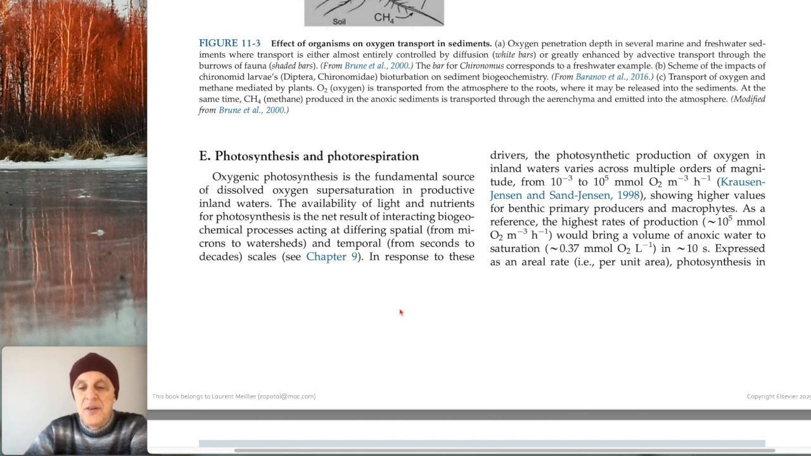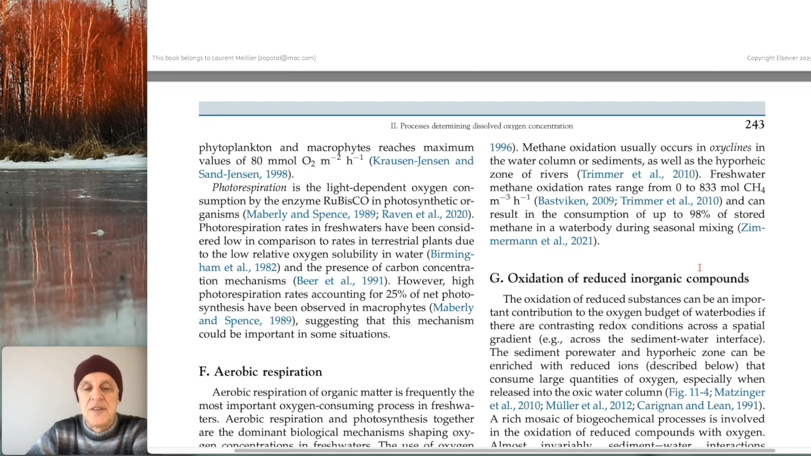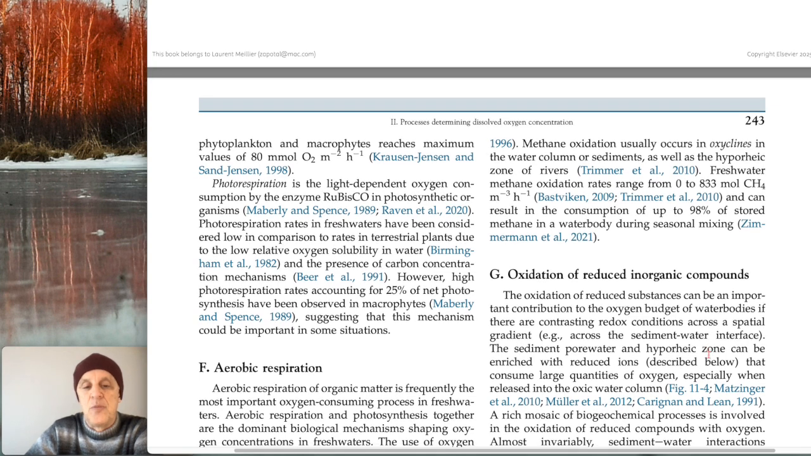As a reference, the highest rate of production, 10^5 millimoles of oxygen per cubic meter per hour, so this is not nanomoles, millimoles, sorry, would bring a volume of anoxic water to saturation at 0.37 millimoles of oxygen per liter in 10 seconds. Expressed as an areal rate, photosynthesis in phytoplankton and macrophytes reaches maximum values of 80 millimoles of oxygen per square meter per hour. Photorespiration is the light-dependent oxygen consumption by the enzyme RuBisCO in photosynthetic organisms.